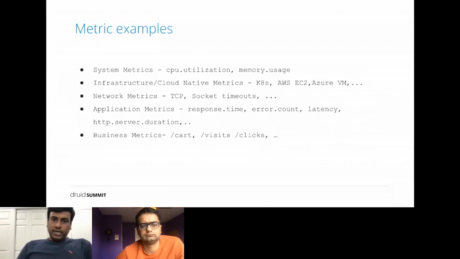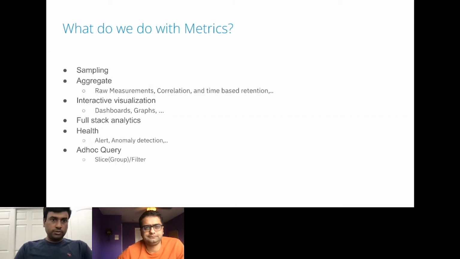A few examples of metrics across the stack. Business metrics could relate to the user journeys. System metrics relate to the infrastructure which you're monitoring. Infra metrics could be like the cloud and the environment which you're looking at. I have covered the slide and the example in the past slides too.